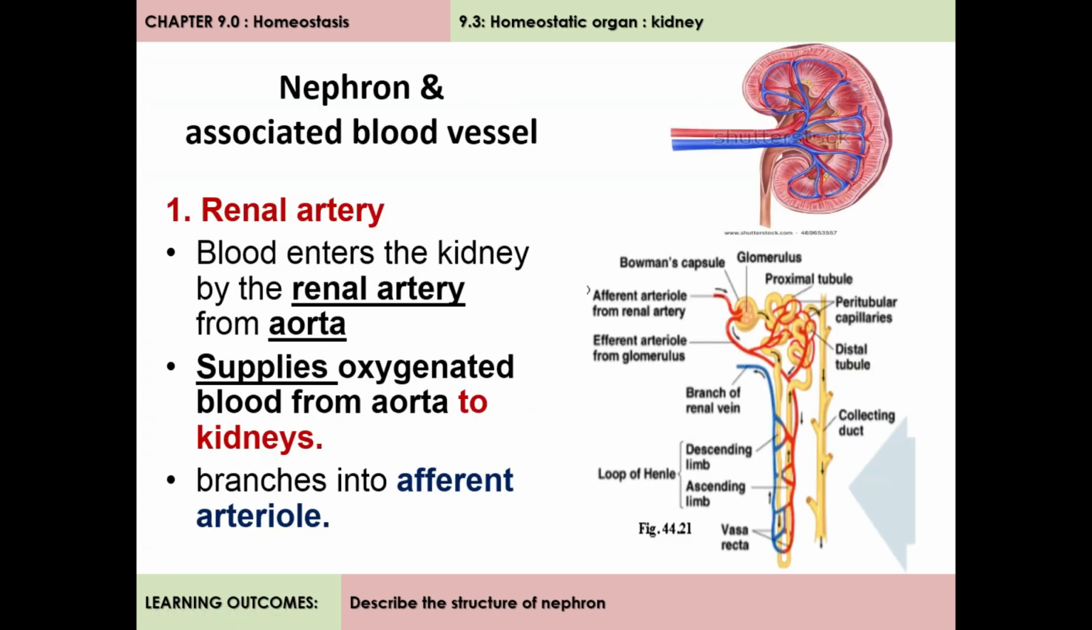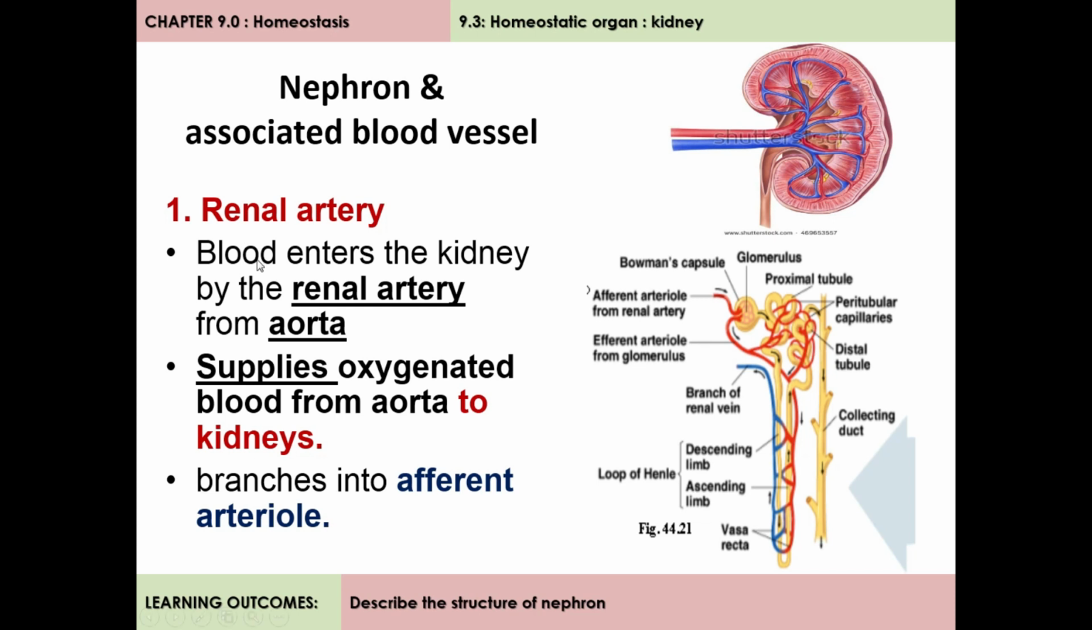Now, the nephron is associated with blood vessels. The first one is the renal artery. What is the renal artery? Blood enters the kidney by the renal artery from the aorta. From the aorta means that it supplies oxygenated blood from the aorta to the kidney.